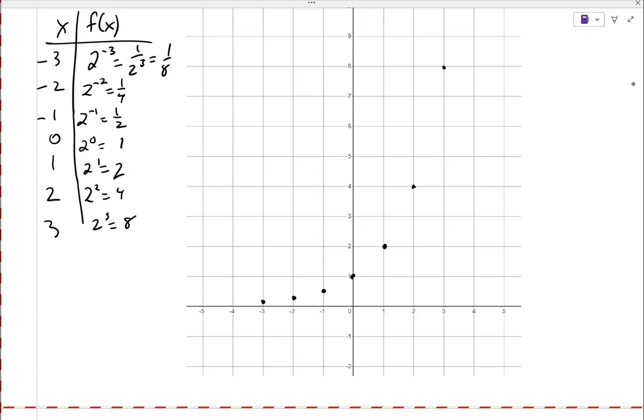However, the bigger negative number that you plug in, the smaller it's going to get, right? You're going to do 1 over 2 to the 4th, 1 over 2 to the 10th, 1 over 2 to the 20th. You're going to get really, really tiny. So we're going to get really, really close to the x-axis and then go up into the right this way. So that's what that graph would look like.